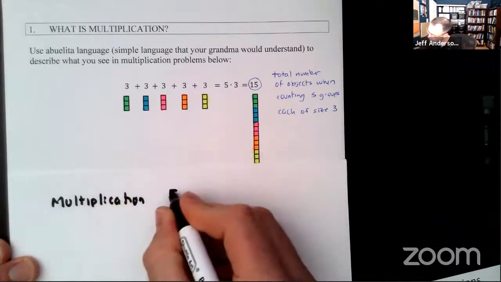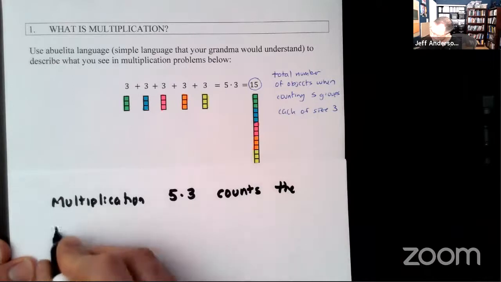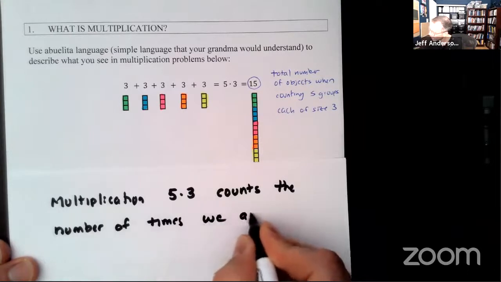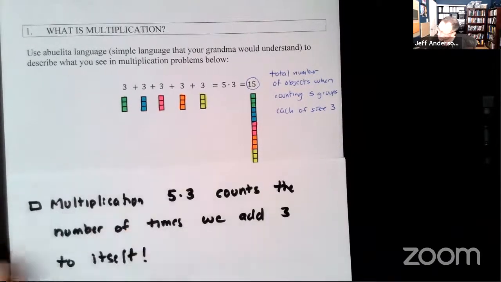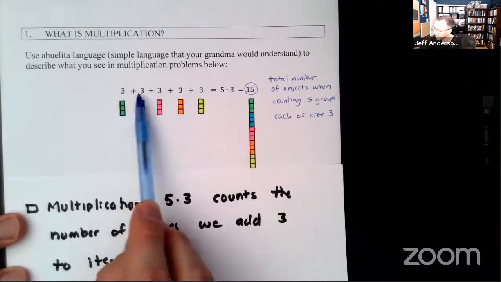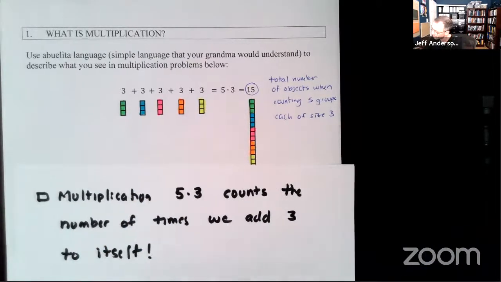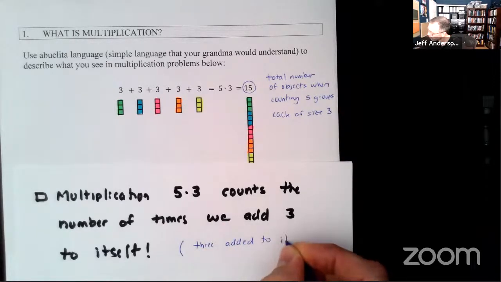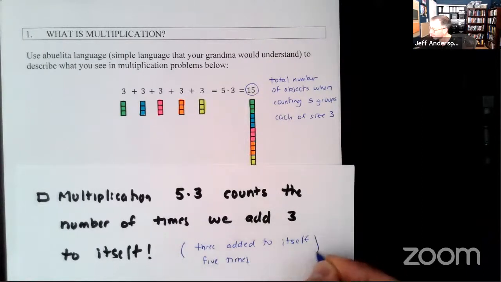Multiplication of 5 times 3 counts the number of times we add 3 to itself, right? Because 3 plus 3 plus 3, so there are 3 added to itself 5 times. 3 added to itself 5 times. So now there's 2 different ways that we're thinking about multiplication.